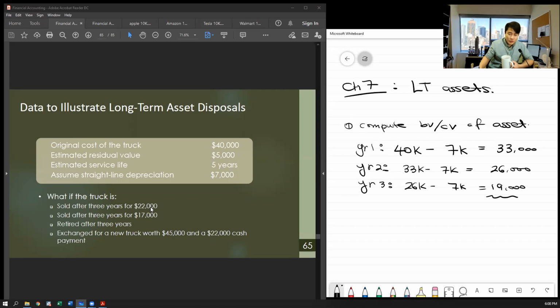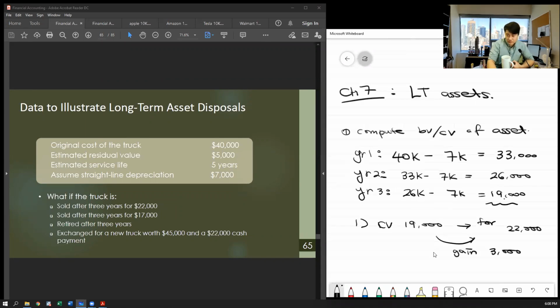Now the question is saying, what if the truck or the asset is sold for $22,000? That's the first case. Let's just start from here. Your carrying value is $19,000, but you're selling it for $22,000. So intuitively you're making a gain on sale of $3,000. That's what's going to happen in your journal entry. So go down.